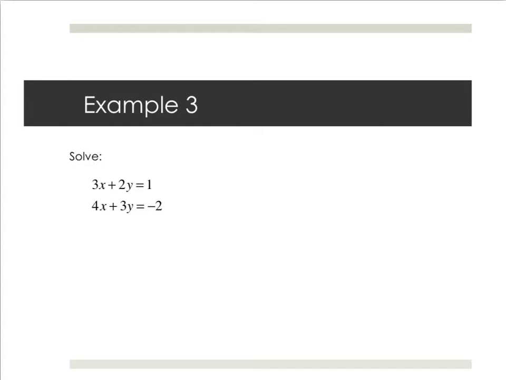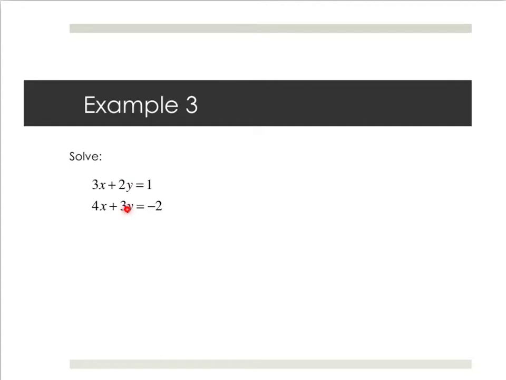Alrighty, so in this third example, we have another circumstance where nothing will eliminate right away. I can't add straight down because that would give me 7x here and 5y here, so that's definitely not going to work. In fact, 3 and 4, and 2 and 3, they each have the same relationship.